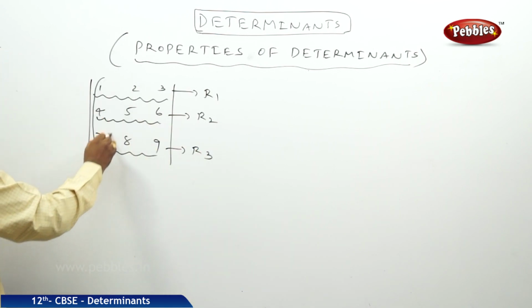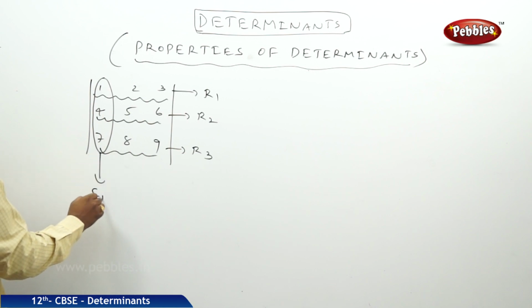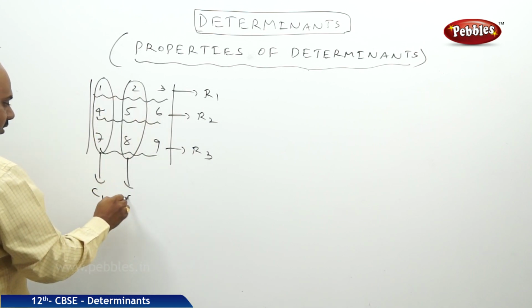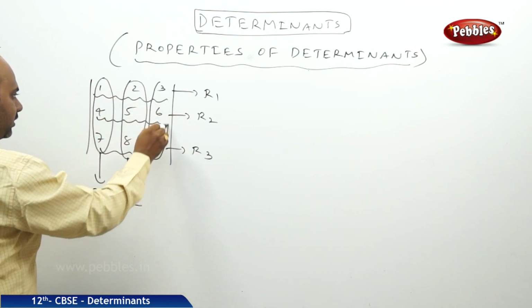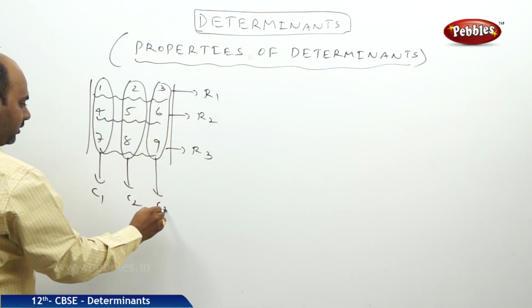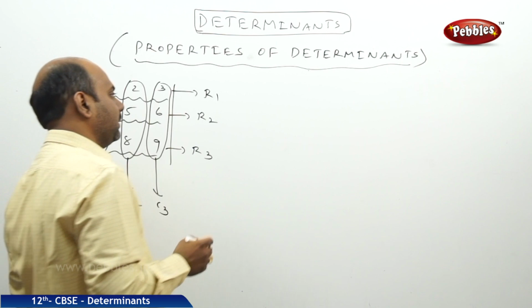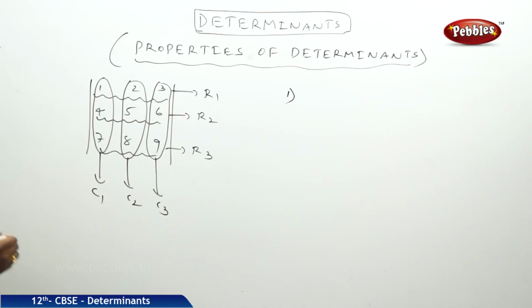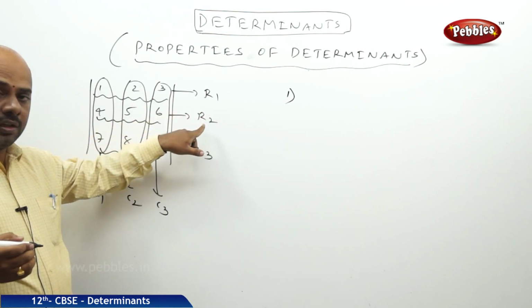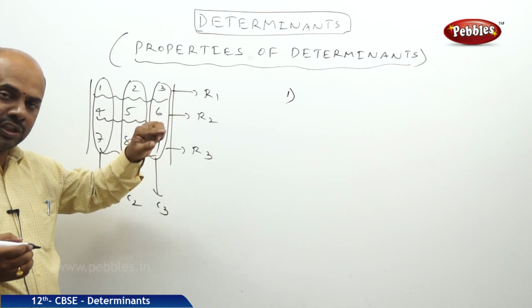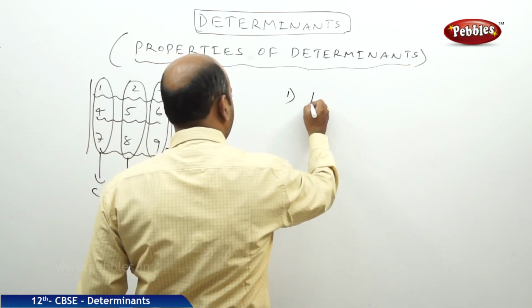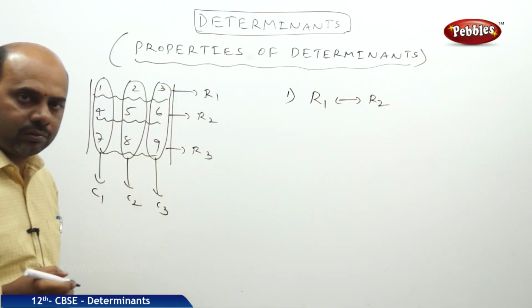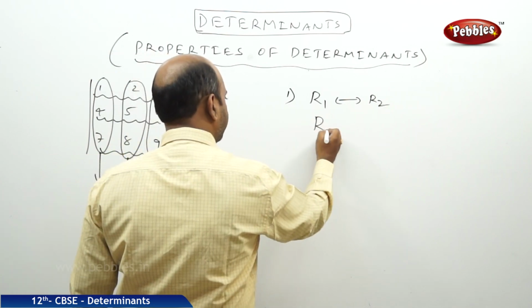And this particular one we call a column. As it is the first column, I denote it as C1, and this as C2. As this is the third column, I denote it as C3. Sometimes I want to interchange rows. That means in place of R1, I need to have R2, and in place of R2, I need to have R1. That means I use the symbol R1 double implies R2.